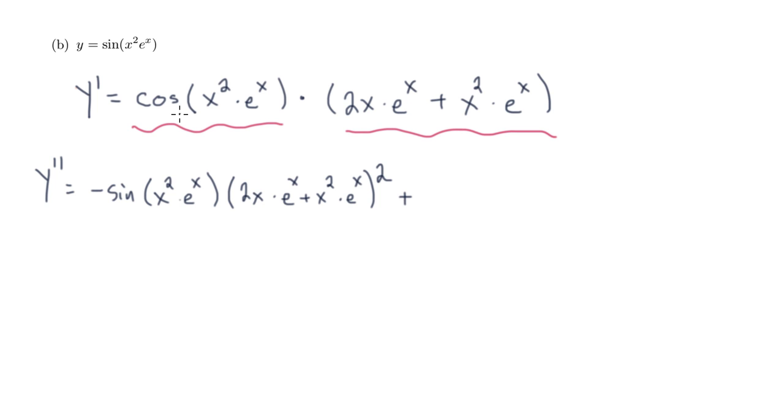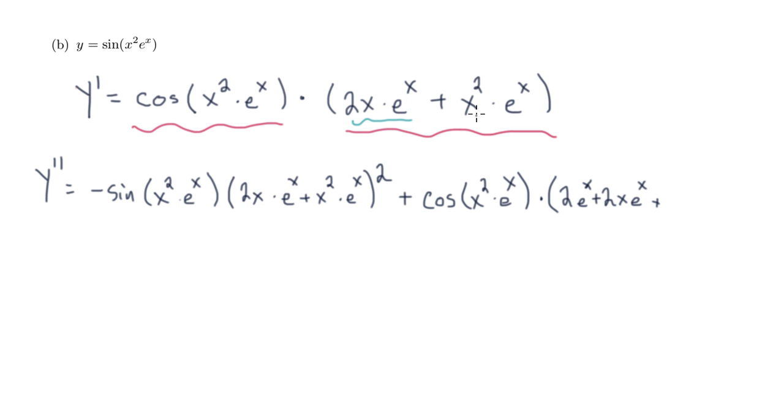And then plus the first function, so cosine x squared times e to the x, times the derivative of the second function. So what's the derivative of the second function? Well, we have two product rules. So the derivative of this guy is going to be 2e to the x plus 2x e to the x. Okay, so that's the derivative of the first times the second plus the first times the derivative of the second.